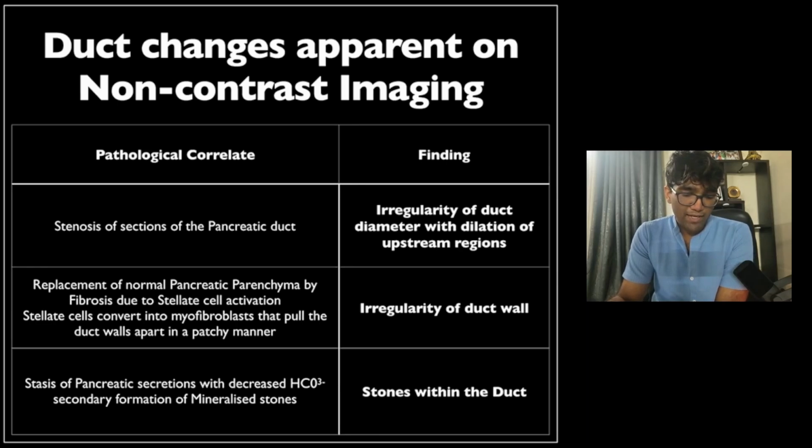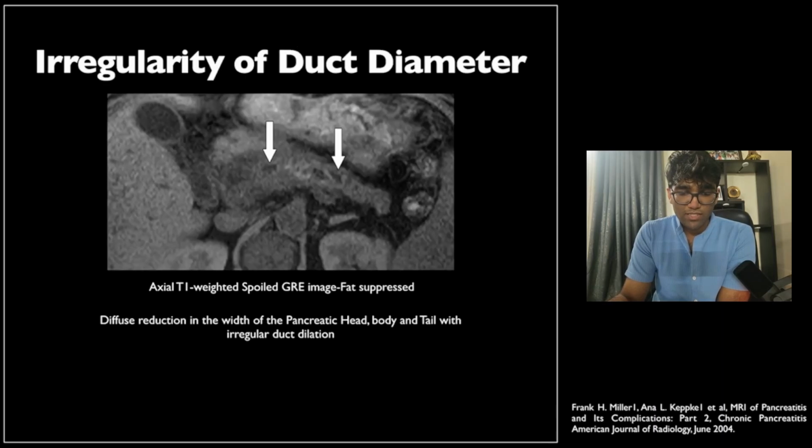Now stasis of pancreatic secretions, with decreased bicarbonate secretion and decreased flow, results in secondary mineralization of the secretions inside and stone formation within the duct. So we'll just see these changes. The first two changes are apparent on this image. What I've highlighted with red is the pancreatic duct.